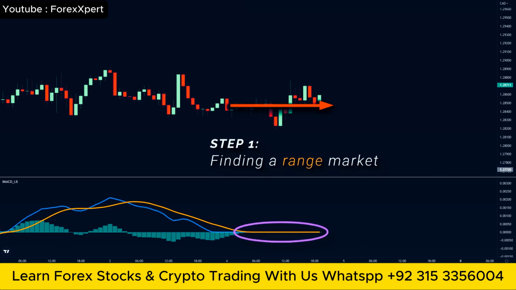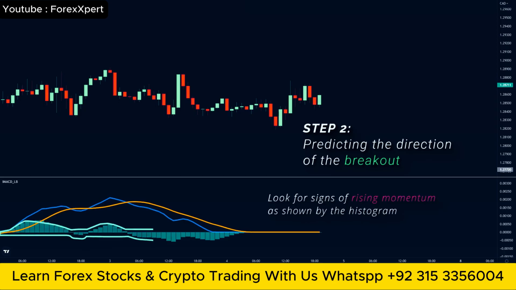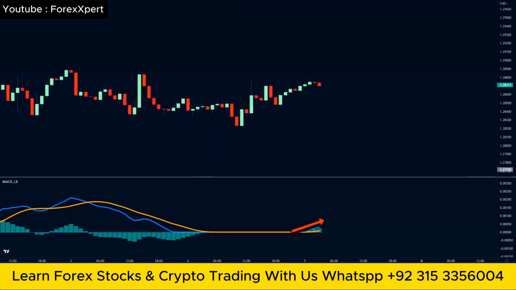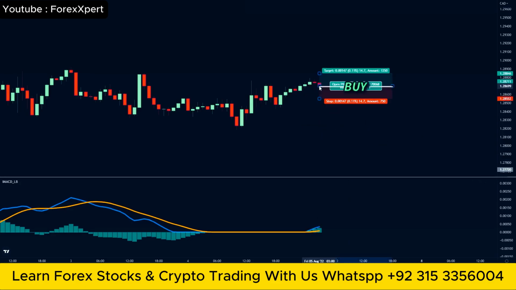Now, once you've identified the ranging market, the next step is predicting the direction of the breakout. Will it happen to the upside or the downside? And so the way you do this is by looking for signs of rising momentum as shown by the histogram, which are the bars that you can see on the middle. So let's look at an example of that. Here, we can see that the histogram is currently flat. And after that, it slowly starts rising towards the upside, as reflected by the price also going upwards, indicating that the overall momentum is bullish. Which means, based on this example, we can conclude that the breakout will likely happen towards the upside. And so this is a good opportunity to take a buy position.